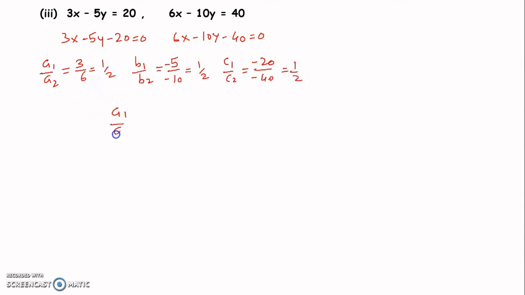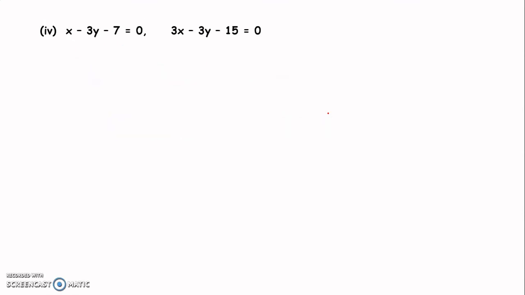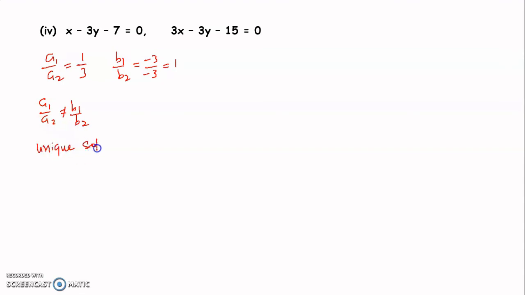So here we get the ratio of a1 by a2 is equal to b1 by b2 is equal to c1 by c2. Hence, this pair of linear equations will have infinite solutions. So we can't solve it by cross multiplication method. Let's see the next question. Here, if you check the ratio of a1 and a2, a1 is 1 and a2 is 3. The ratio of b1 and b2, so b1 is minus 3 and b2 is also minus 3, so ratio is 1. So here we can clearly say that a1 by a2 is not equal to b1 by b2. So this is the condition for unique solution.